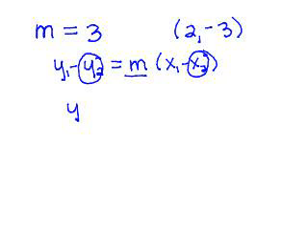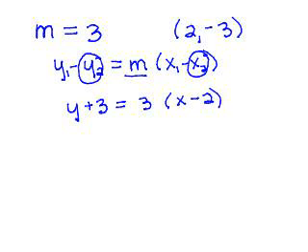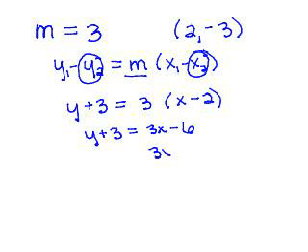So we'll go y minus -3, so y plus 3 is equal to 3 times x minus 2. Okay, let's go ahead and rewrite that and put it in standard form. So we distribute the 3. Because I want the x term to be positive, I'm going to move the y over here. So I've got a positive 3x now.